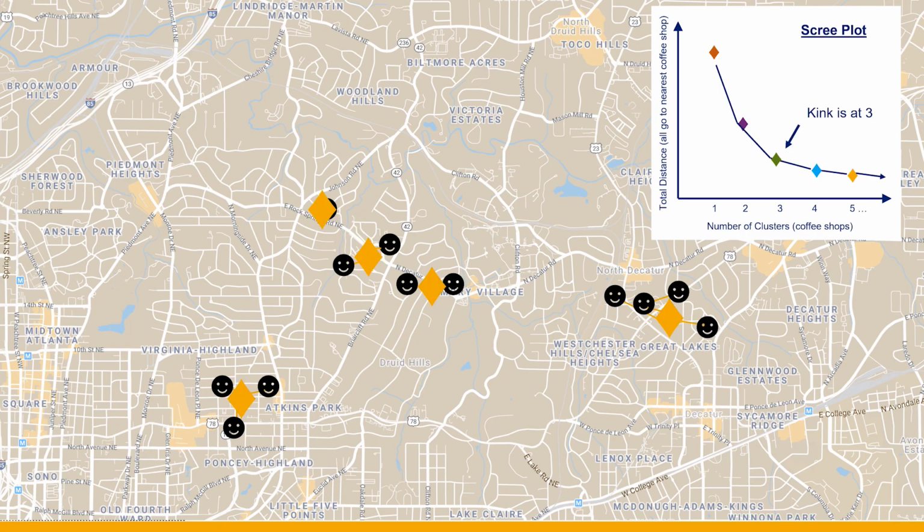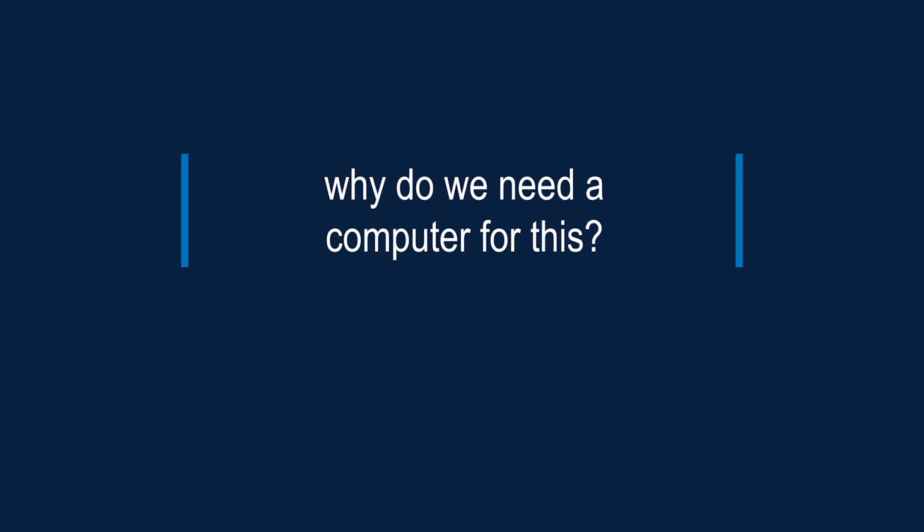We could keep going, but we'll stop here showing the 5-cluster solution. The 5 stores are located such that they minimize the collective distance traveled by all the customers to their closest store. There is a smaller gain going from 4 to 5 clusters than from going from 3 to 4 clusters. The plot shows a kink at 3 clusters. After 3 clusters, we stop seeing large decreases in the collective distance traveled, so 3 seems like a good place to stop. Why do we need a computer for this?